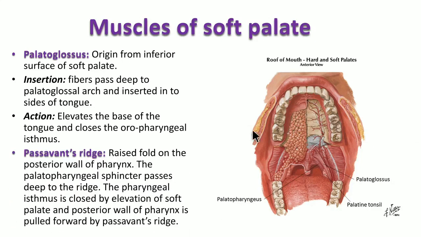Okay. So next we will come to the Passavant's ridge. Before that, this palatoglossal arch is also called the anterior pillar of Fauces. Whereas behind the palatine tonsil, you see the palatopharyngeal arch, that is called the posterior pillar of Fauces. One is the anterior pillar of Fauces, and another one is the posterior pillar of Fauces. Now let's actually come to the Passavant's ridge.